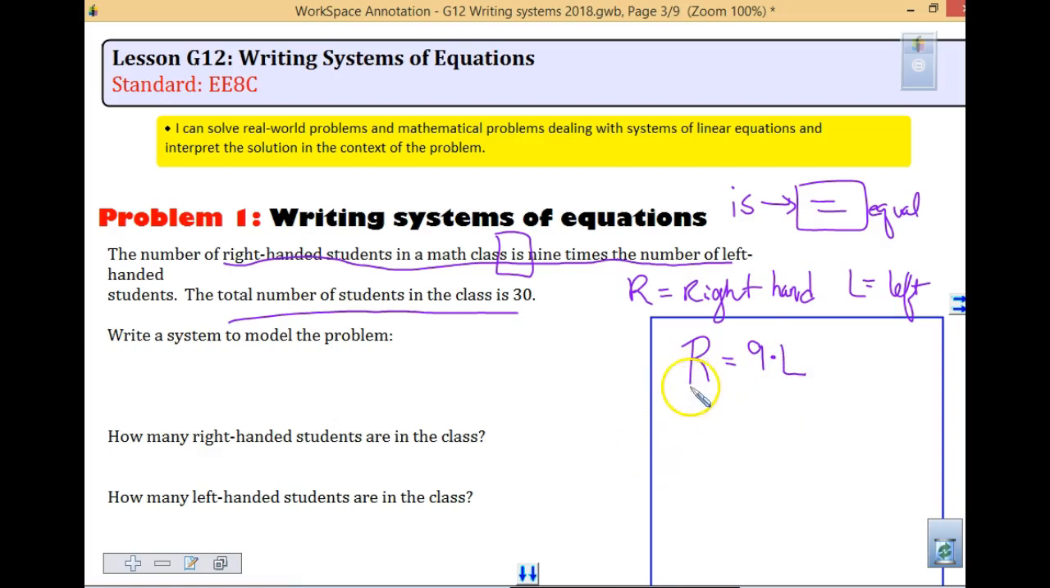We don't know how many are left-handed, right? We don't know the number of students that are right or left. We do know that there are 30 people in class. This is going to be my first equation, and it comes from that first statement that I underlined. If I have the total number of students is 30, that means the right-handed plus the left-handed has to be equal to 30. They're not telling us that we have some students that are both right and left.